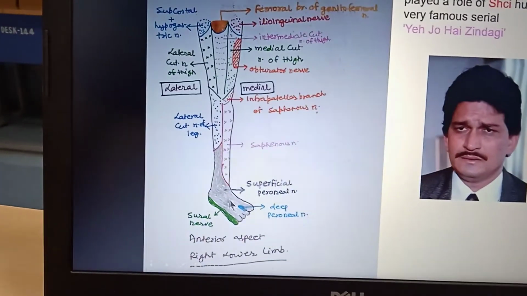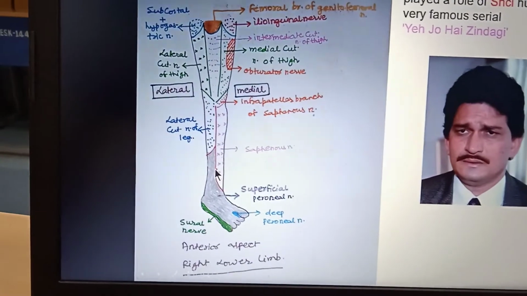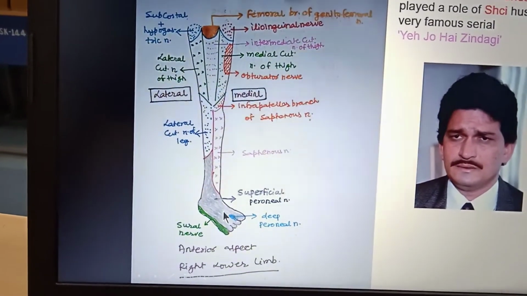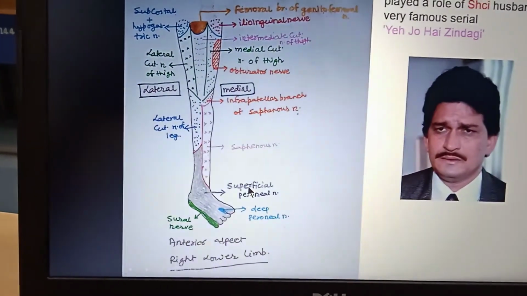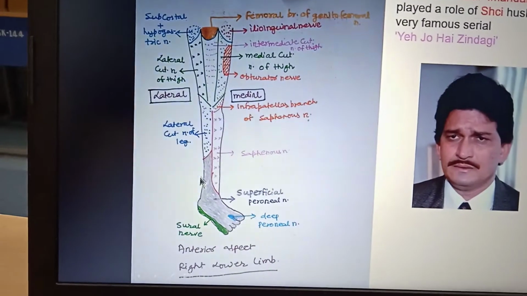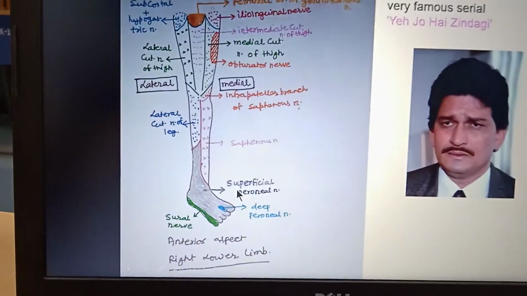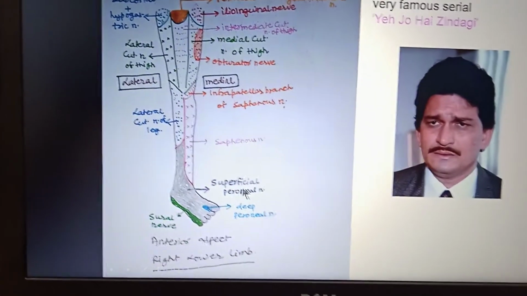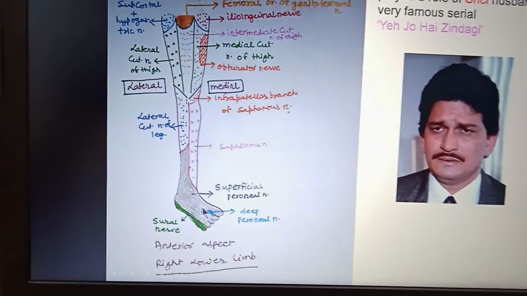And now coming to the area here in gray color, this is supplied by the superficial peroneal nerve. It looks like socks, and socks are superficial, which we can easily take off. That's why it is the superficial peroneal nerve.